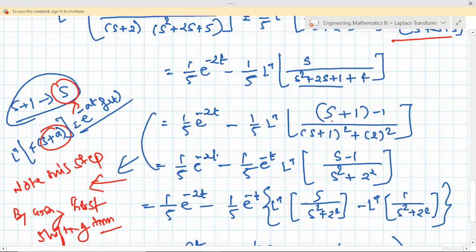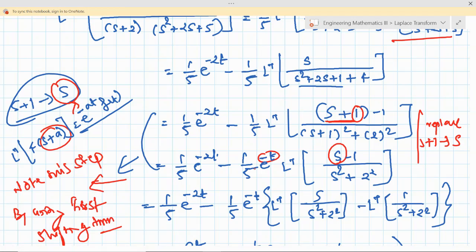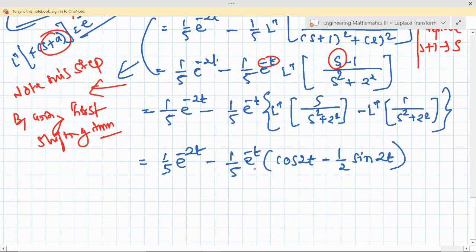See, we have replaced s plus 1 by s, and whatever a is, here a is 1, I have shifted this 1 into the power of e. So this is the first shifting theorem. This is the basic key to find the inverse Laplace of this. Hope you have got this.